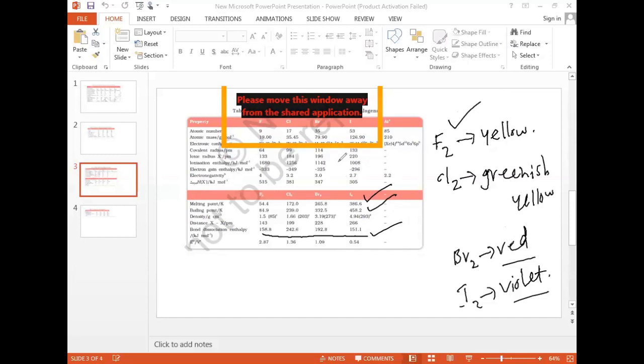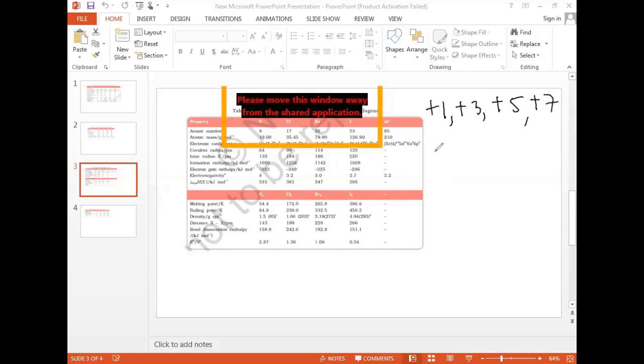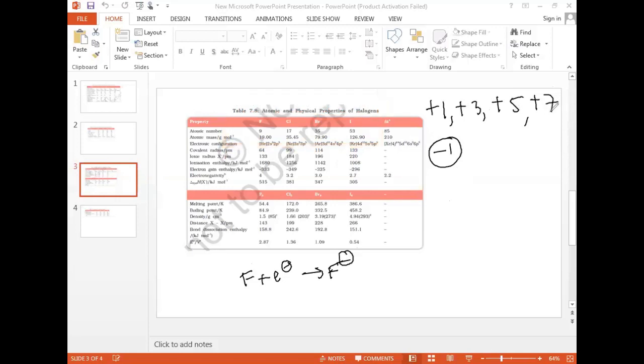Now, come to the oxidation states. Oxidation states of the 17th group elements. In 17th group elements, we can see the +1 oxidation state, +3 oxidation state, +5 oxidation state, and a +7 oxidation state. But common oxidation state is -1, because it is going to take up one electron, thereby it forms F minus. Now, +1, +3, +5, and +7, we can see in the case of oxo acids.